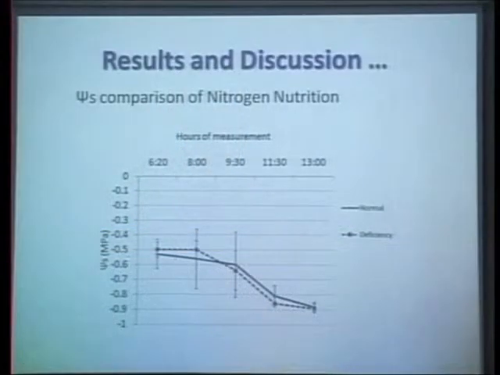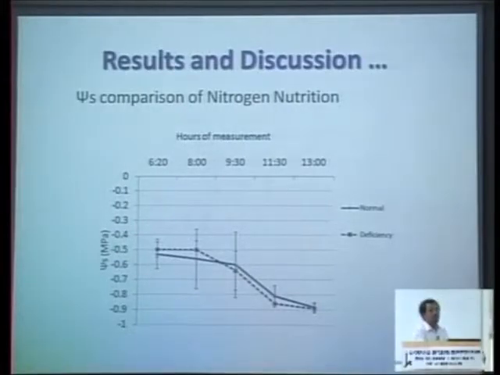Comparing the osmotic potential of the leaves here in the normal and deficiency irrigation, there is no significant difference. You can see the results and the noise of the SE also. I think we didn't repeat this one, of course. That's why we cannot say anything that there is a difference here between the two treatments. They keep the same trend when they are decreasing in the experiment day.